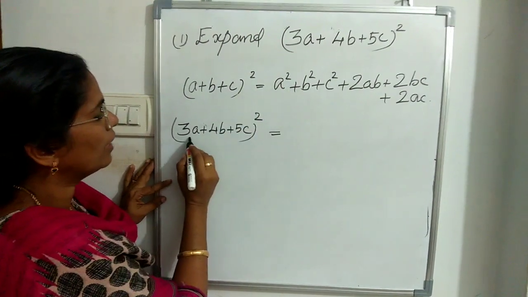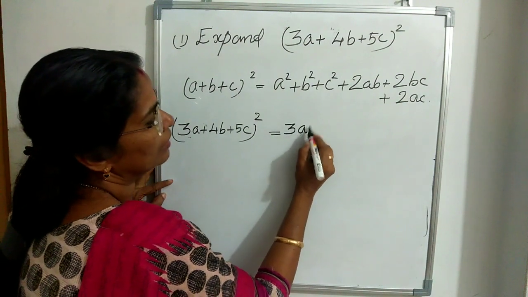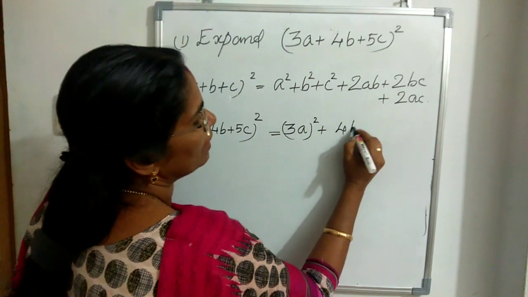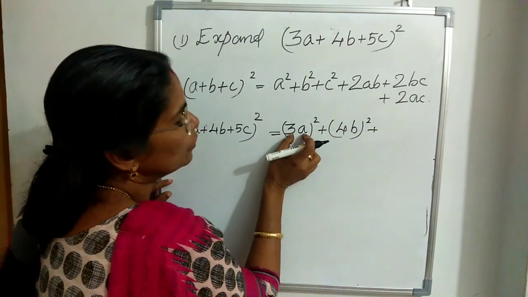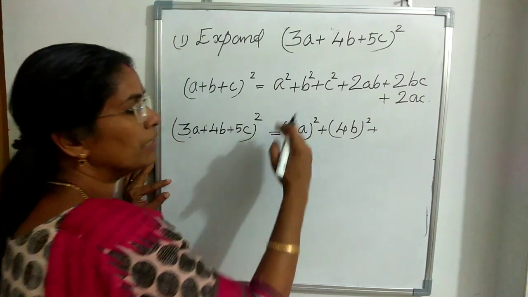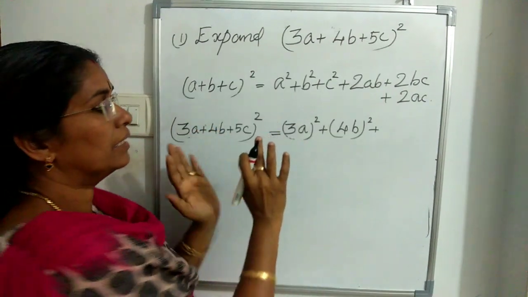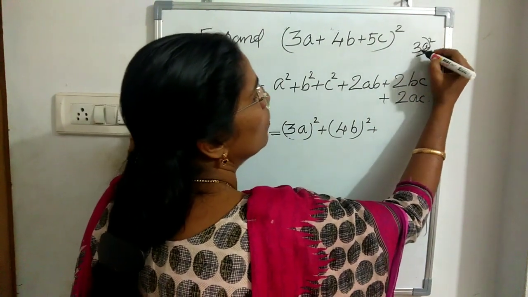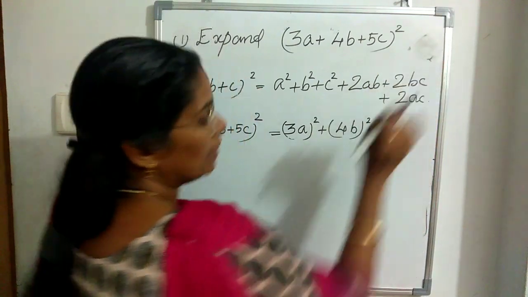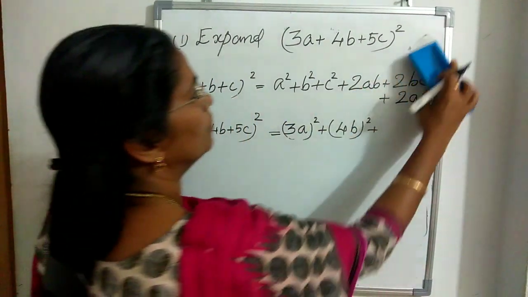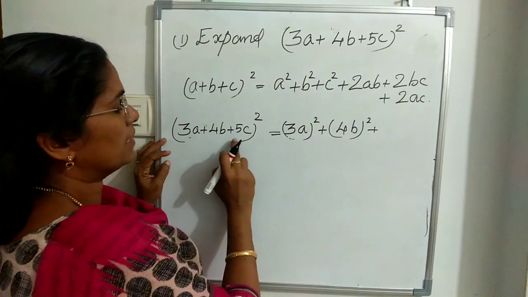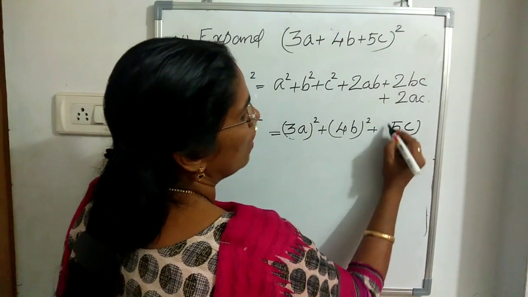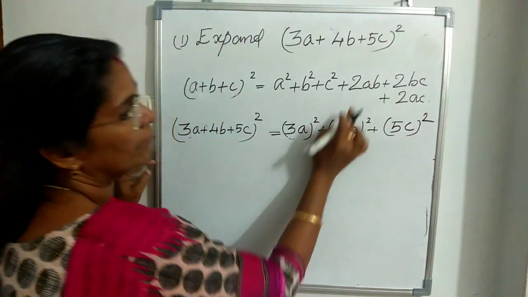Instead of A, what do we have to write? That is 3A. So (3A) whole square plus B square means (4B) whole square. When there is a number and a variable together, we have to take a bracket and write the square. Otherwise, if we write 3A square, it is wrong. (3A) whole square means we will square the number also. Okay. Next term is C square. Instead of C it is 5C, so (5C) whole square.